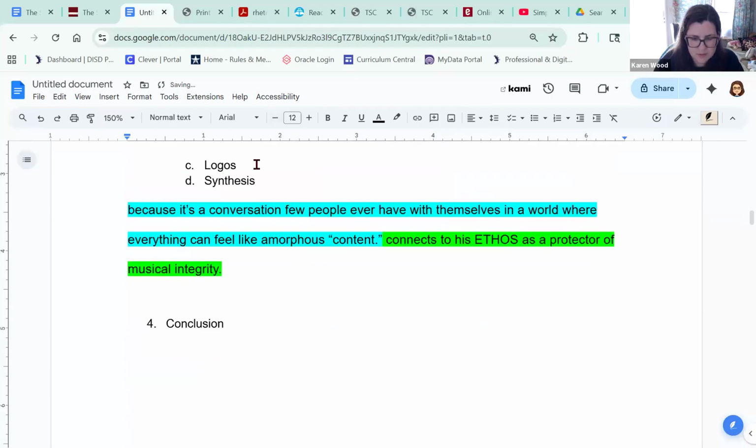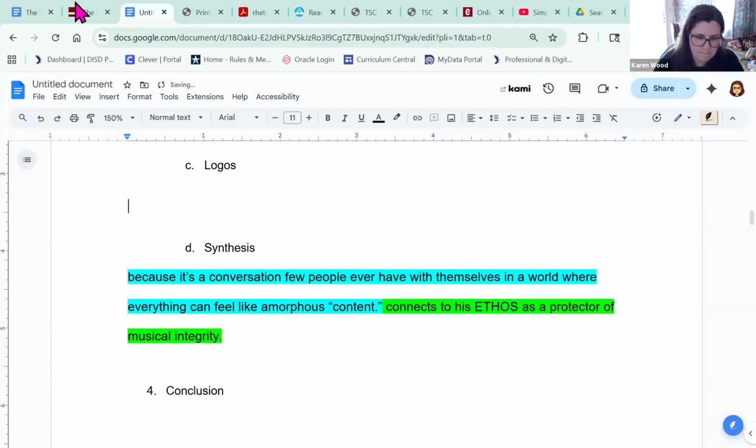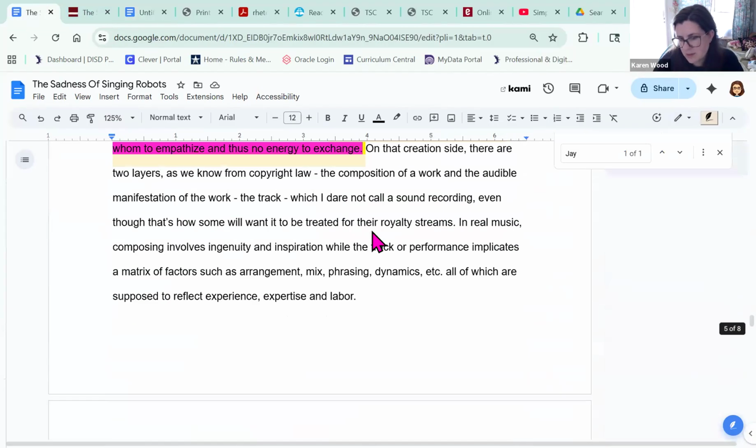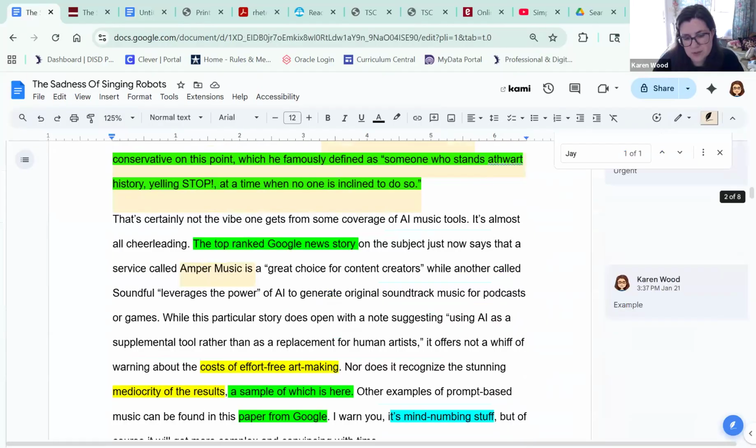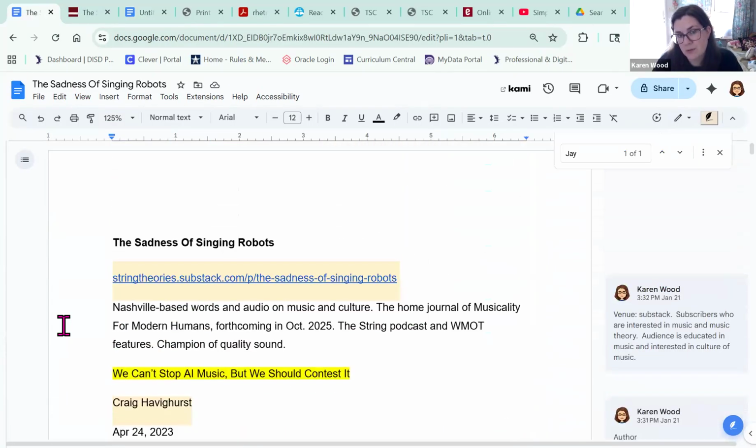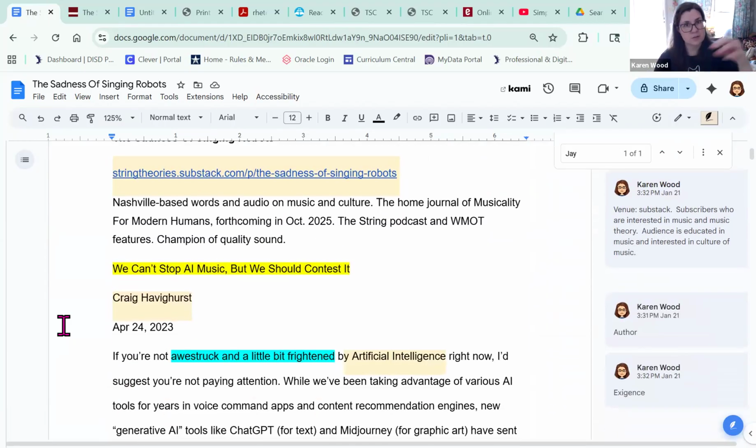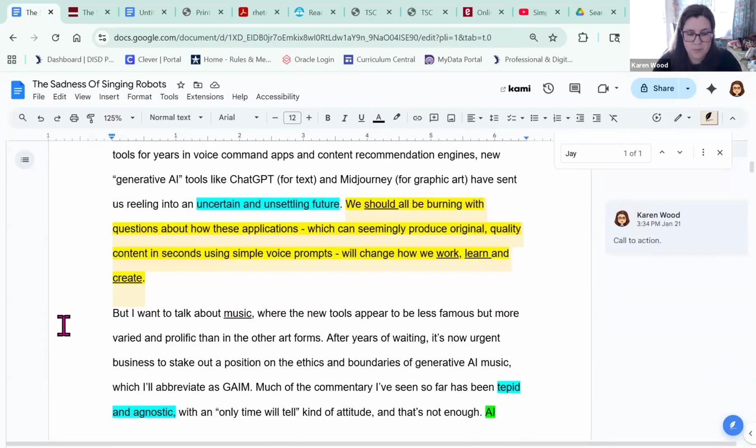All right, now let's look for logos. Logos is pink. Go back up to the top. It is important when we're doing this to try to keep them in order as much as we can. Now, it gets a little bit mixed up when we start doing synthesis because a good author like Mr. Havigerst is going to connect all his threads together. So something from the beginning is going to connect to something at the end, and he's going to make it nice and neat for us. So when we start doing synthesis, we can jump around a little bit, but when we're doing ethos, pathos, logos by themselves, we need to go pretty much in order.